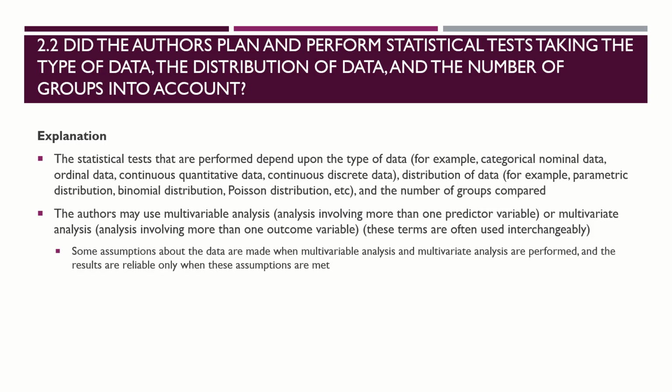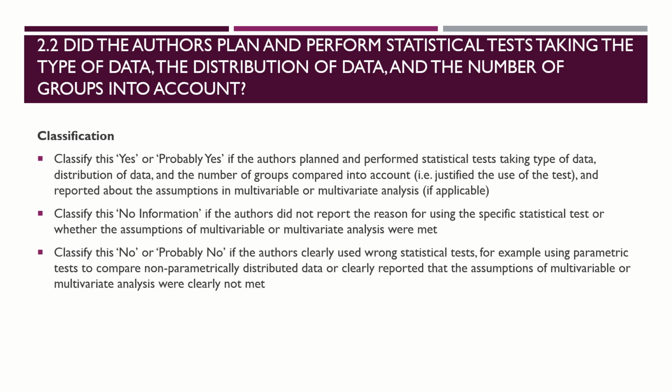The results are reliable only when these assumptions are made. Okay, so based on that, how do we classify the signaling question? Classify this as yes or probably yes if the authors planned and performed statistical tests taking all the type of data, distribution of data, and the number of groups compared into account, i.e., they justified the use of the test and reported about the assumptions in multivariable or multivariate analysis, and that's only if applicable. Okay, if they did multivariate or multivariable analysis, then they should report about the assumptions.